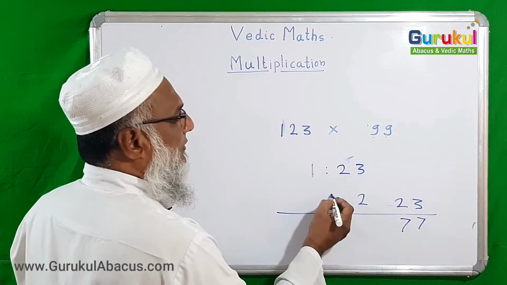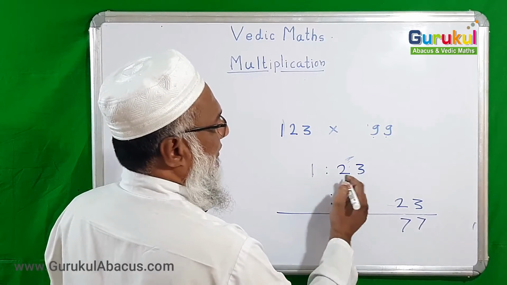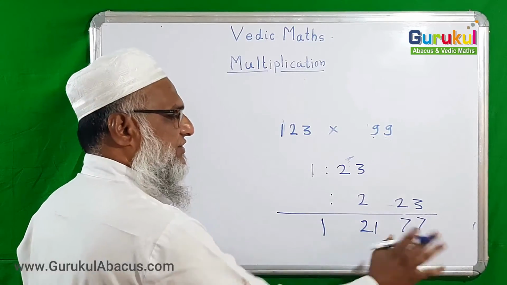Okay, now further, what to do? From the number above, you should subtract this one: 23 minus 2, 21. And this number is written as it is. This is the answer.